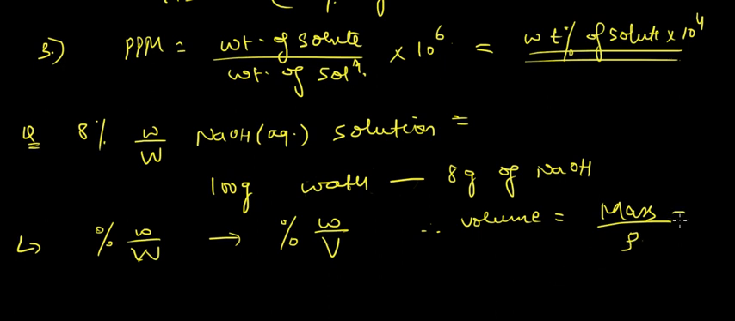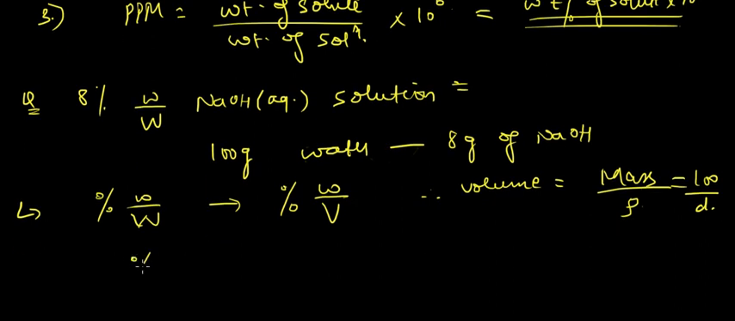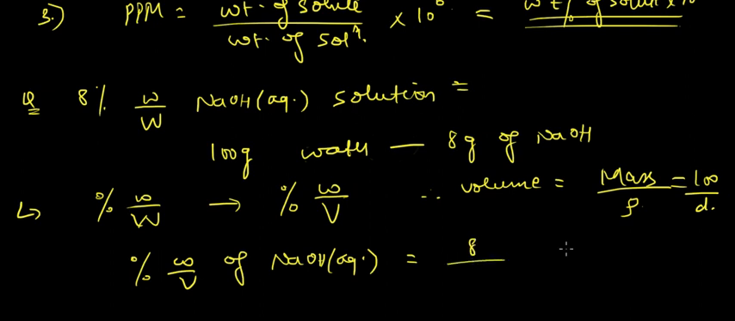Okay, mass is already given, 100. Let's assume density of water is D. Hence we can say that percentage W by V of NaOH aqueous would be, what is the mass of NaOH? 8, and what is the volume? It would be 100D into 100. Percentage we are calculating, so it would be 8D.